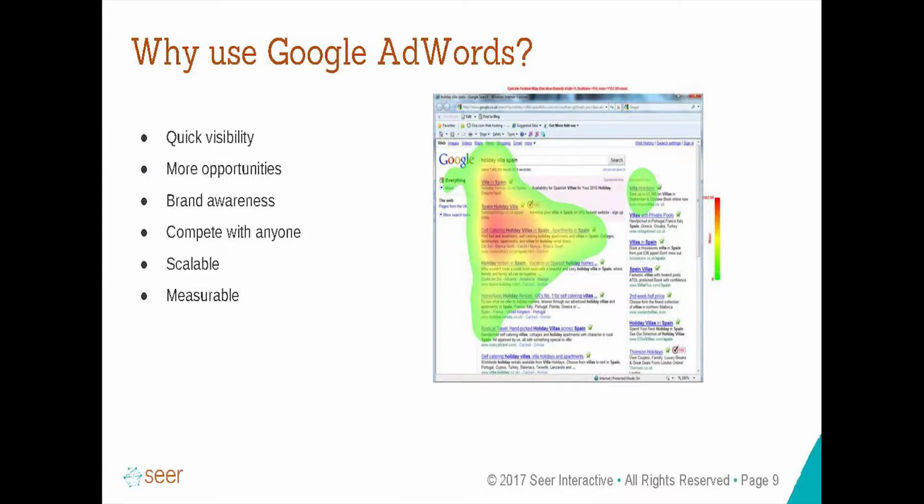So, a level playing field. And why you would use Google AdWords: you get really quick visibility and more opportunities to show in front of your audience. You can build brand awareness by continually showing to relevant users. You can compete with anyone. You could be on the same page with the American Cancer Society because they're in the same boat as you. You're all on a level playing field.